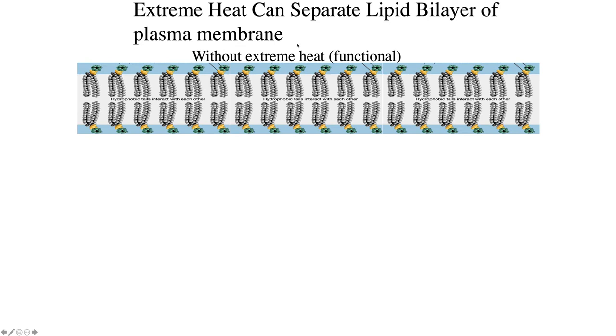Extreme heat can basically separate the lipid bilayer of a plasma membrane. So without extreme heat, this is a plasma membrane, or a cell membrane. And if we look at a cell membrane, it's basically made up of these fatty acids that have these hydrophilic heads. And so this is the outside of the cell, this is the inside of the cell, and all these little hydrophobic tails interact with each other, and they have little hydrogen bonds, basically. They're weak bonds that help them to stick together.